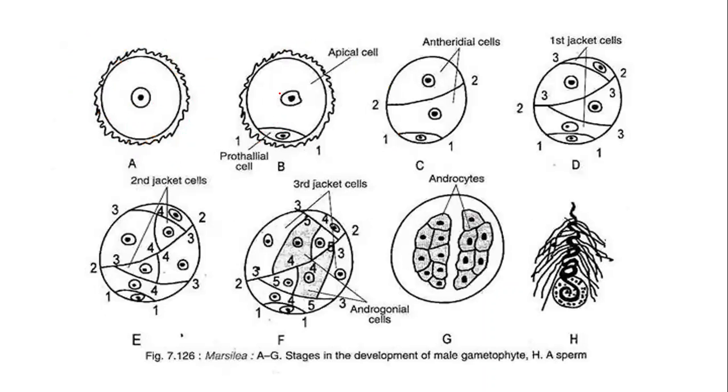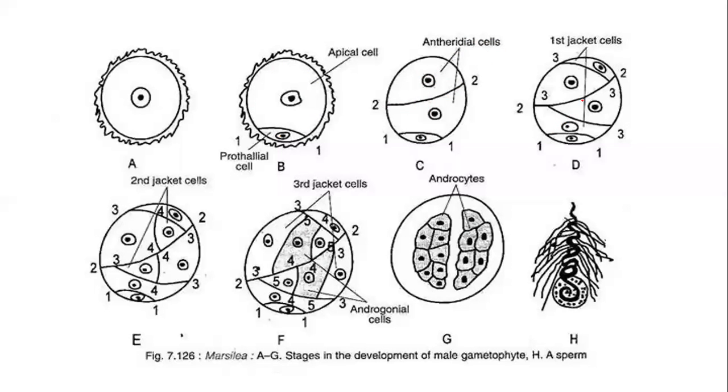Now this microspore first undergoes one unequal division, and it forms one bigger cell and one smaller cell. This smaller cell we call the prothalial cell, the first formed cell. The upper one is called the apical cell. Now this apical cell undergoes one transverse division and forms a 2-celled stage, which are considered the antheridial initials, or antheridial initial cells.